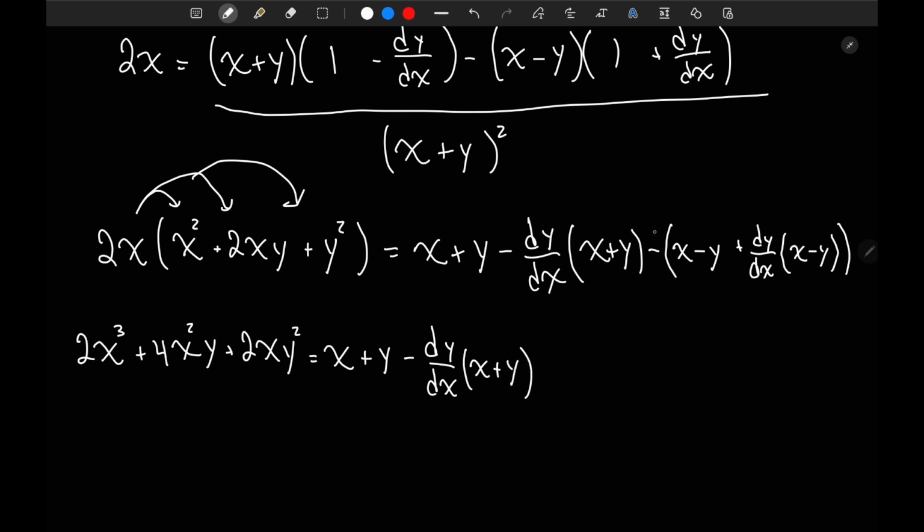And now here I'm going to just kind of FOIL in this minus. So if I bring this into the first x, we will have minus x. If I bring this into the minus y, plus y. And then I can bring this into this last term here, which is the dy/dx, and we'll have minus dy/dx (x minus y). And we have one cancellation here, which is this positive x cancels out with this minus x.